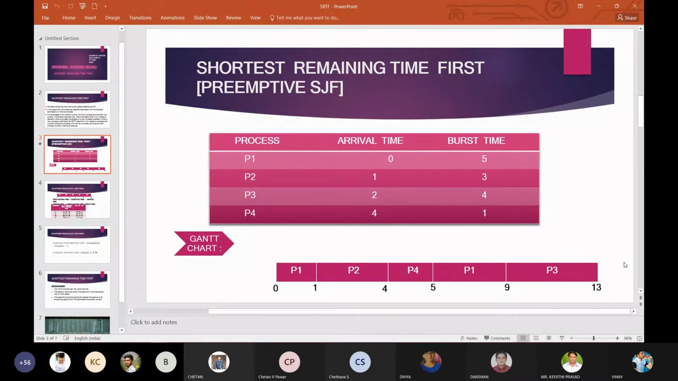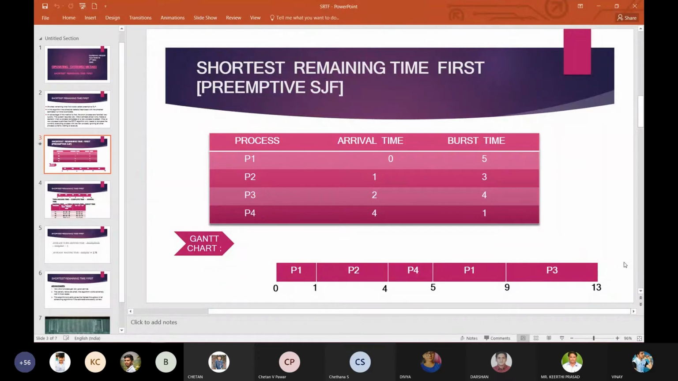Hence P3 also comes into the ready queue at 2 milliseconds. Again there is a competition between P1, P3, and P4, because P2 has completed its execution at 4 milliseconds. Hence P4 also comes into the ready queue. Again, the competition starts among P1, P3, and P4.